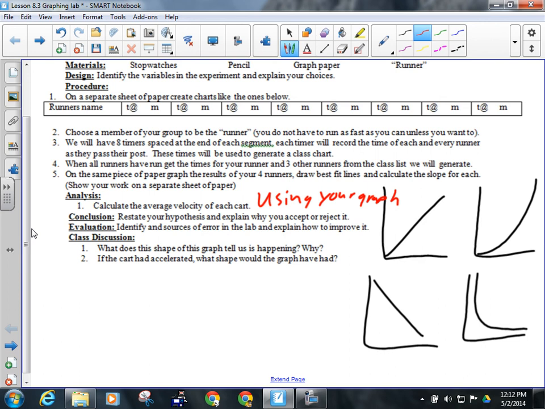Draw your 4. It says runners on here because when it's nice outside, we actually go outside and just have people run. But we can't do that because it's ugly outside. And then number 1 is using your graph, calculate the velocity of each cart. I want you to show your calculations.